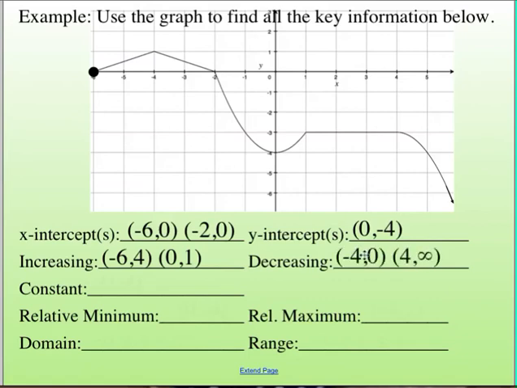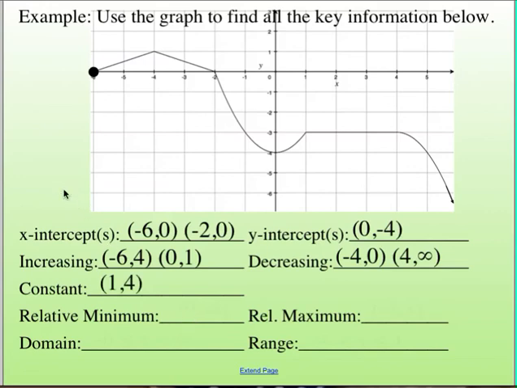So we're looking at x values again. So this is not looking at y values. It's decreasing from an x value of negative 4 to 0 and a positive 4 to infinity. And then where is it constant? Where does it have a horizontal line? This graph is constant from an x value of 1 to an x value of 4.